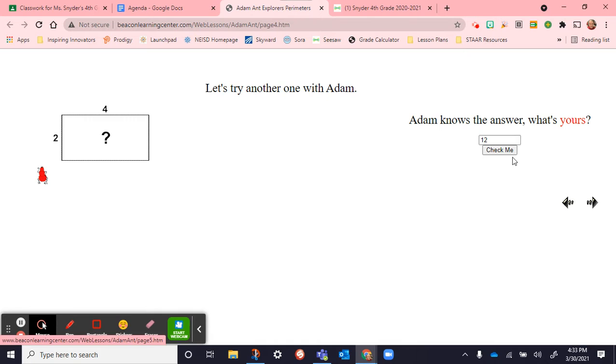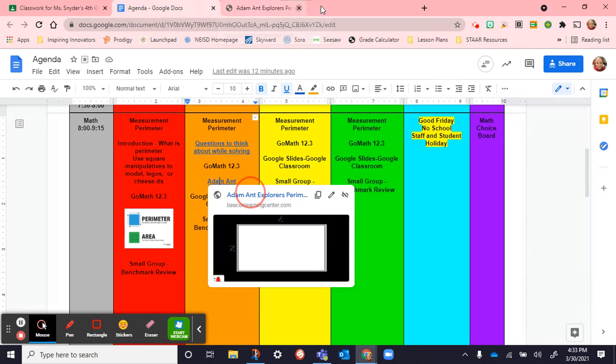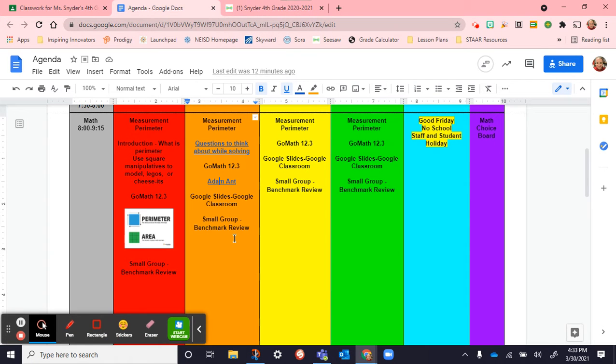Then you click the arrow to keep going. So it's just a little self-check, just practicing. And I really like how the ant walks around because it's a good visual to show perimeter. We're talking about the outside of the shape.